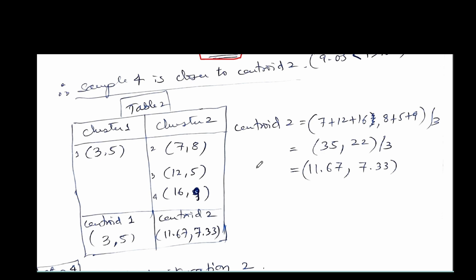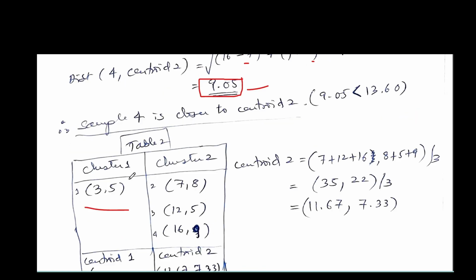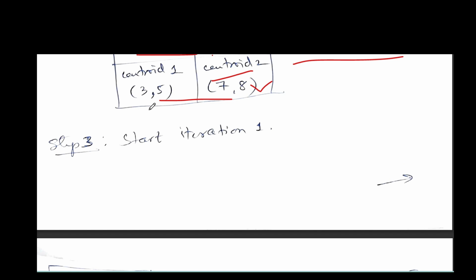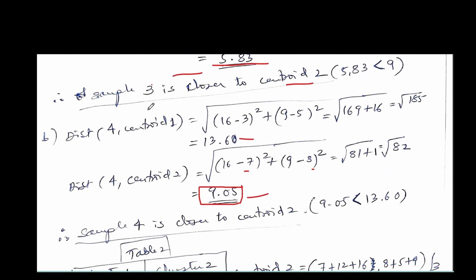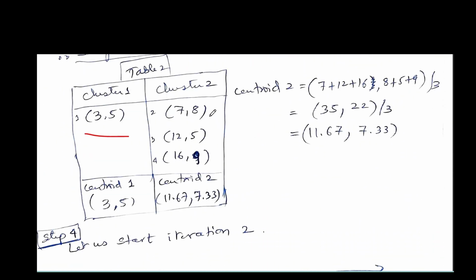Now the updated table: cluster 1 has 3 comma 5, as you can see. Cluster 2 has 7 comma 8, 12 comma 5, 16 comma 9. Why are these two provided in this cluster? Because we found that the minimum distance is from centroid 2. An important step to keep in mind now is that our centroid 2 will get updated. We will calculate the average: for the x coordinate 7, 12, 16, and for the y coordinate 8, 5, 9.